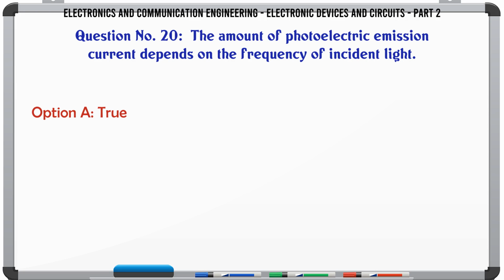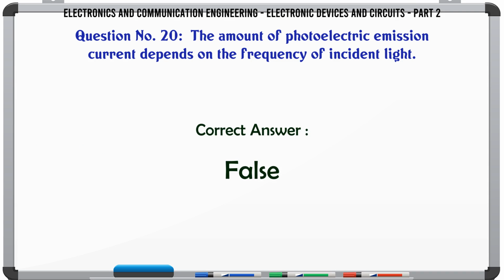The amount of photoelectric emission current depends on the frequency of incident light. A, true; B, false. The correct answer is false.